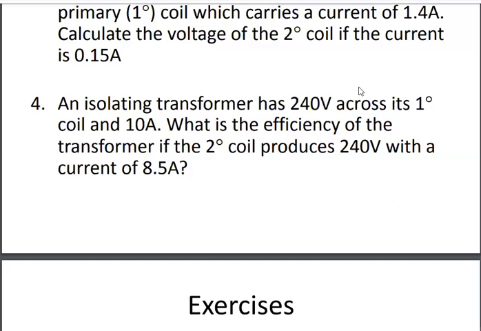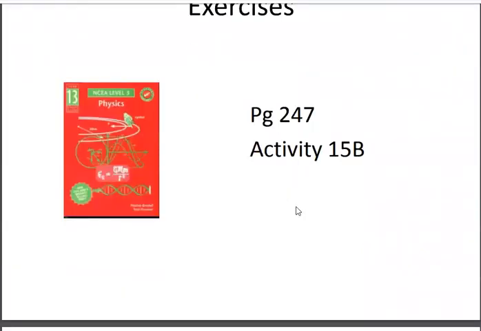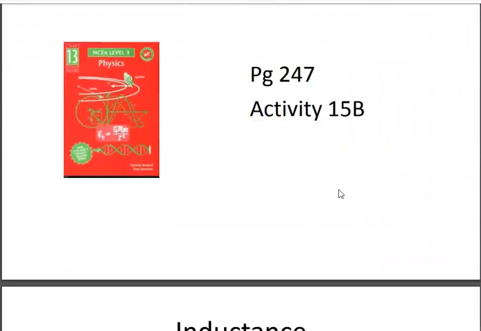So input power is input voltage into input current and output power is output voltage into output current. So 240 into 8.5 divided by 240 into 10. That means 240 gets cancelled out. It means 8.5 divided by 10. So overall you get 0.85 into 100. That means efficiency is 85%. This is the exercise.